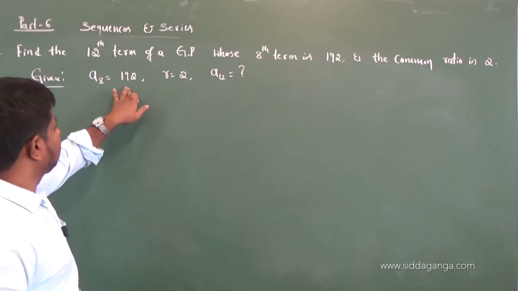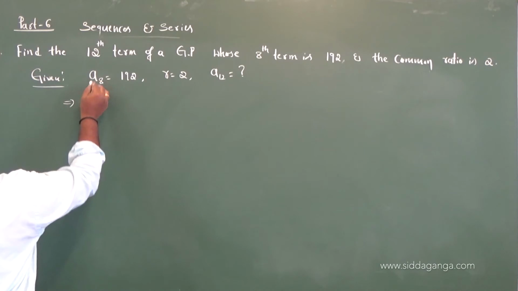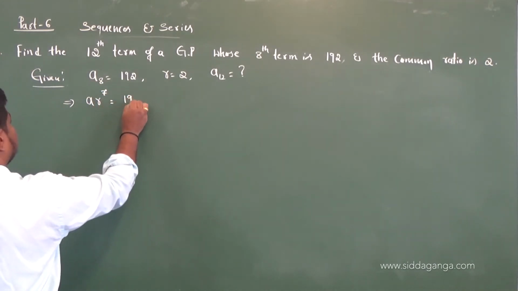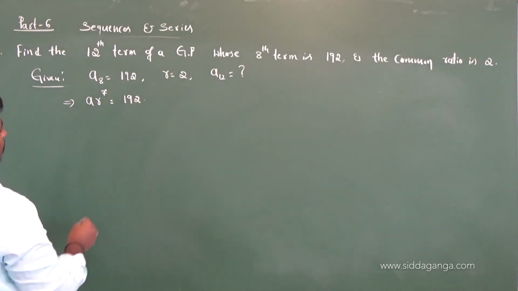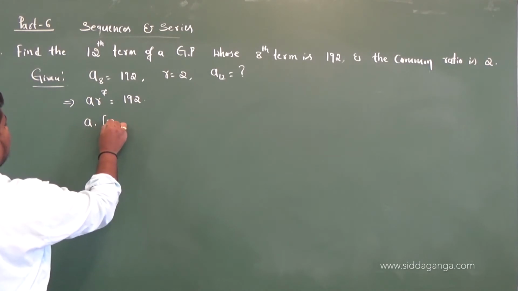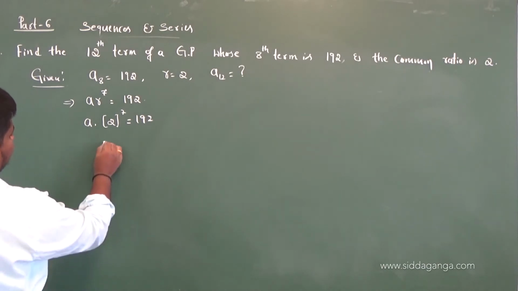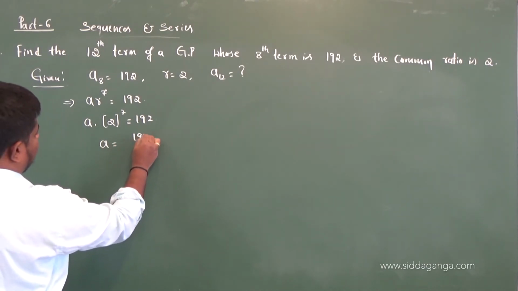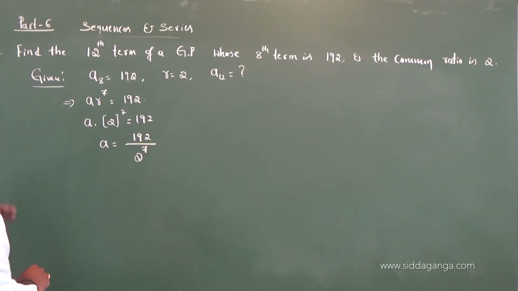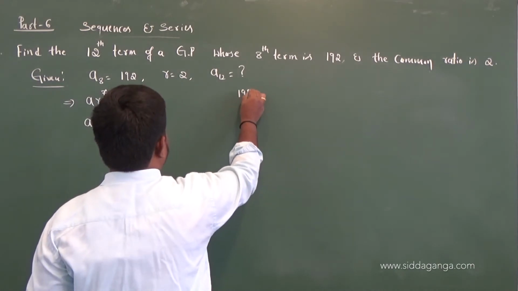So A8, you mean what? The 8th term is A R power of 7, that is equal to 192. This gives A into R, which is 2, so 2 power of 7 is equal to 192. Then A is equal to 192 divided by 2 power of 7. So what is 192 actually? Let me write the factors. 192, yes.